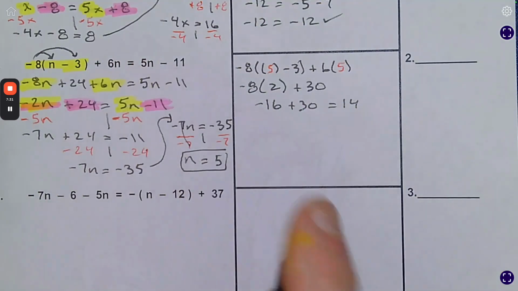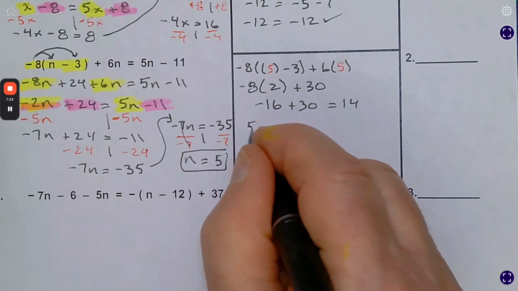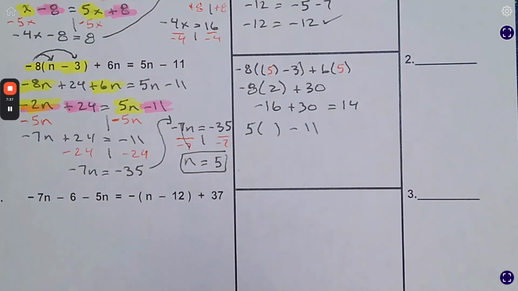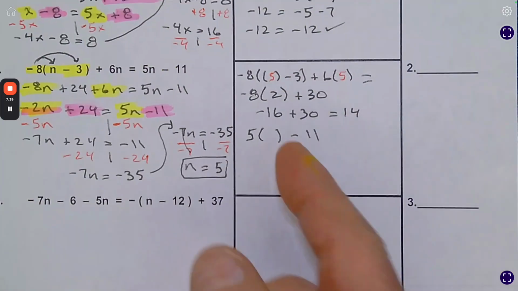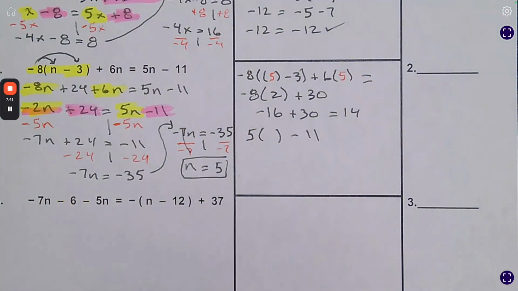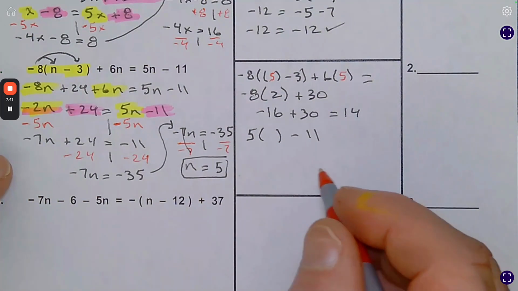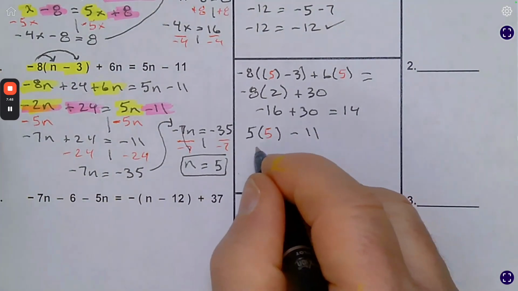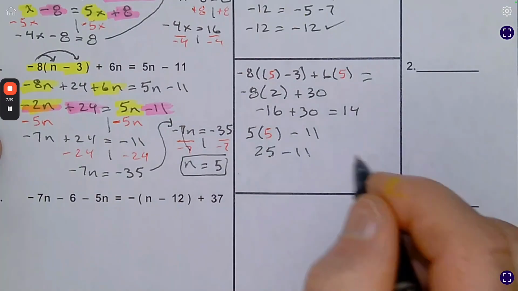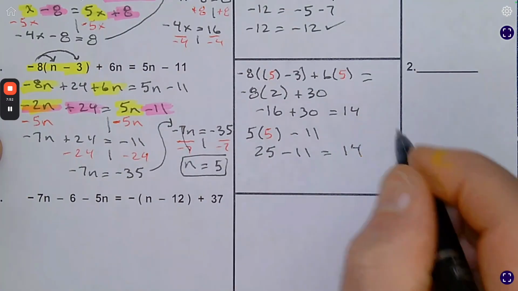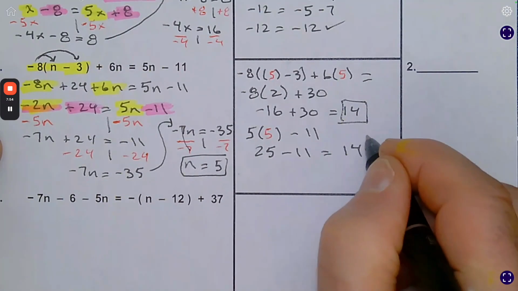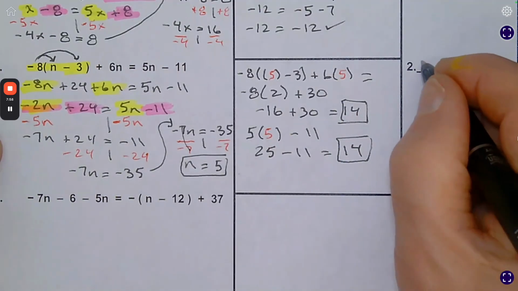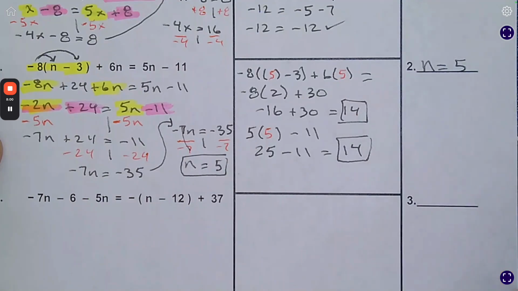Now I'm going to go to the right-hand side. I'm going to go 5, open a parenthesis, minus 11, because this is going to equal this. Go ahead and put in your value of 5. Let's multiply 5 times 5. Let's subtract 11 from that. 14. Notice how they both simplify down to the same number. That means we got it right. And n equals 5. Good job.